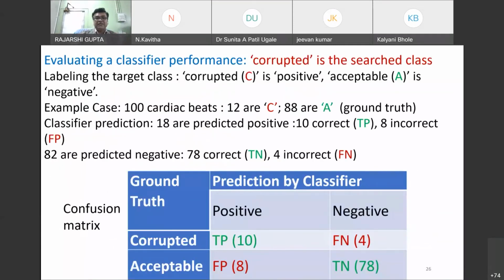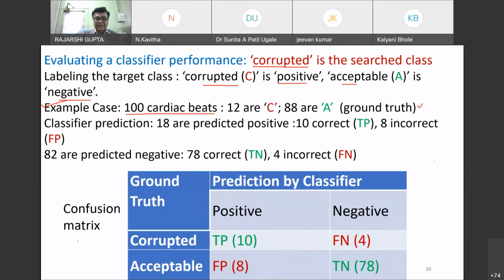Here I have given a very naive example of how we can evaluate the classification performance. If we only target the corrupted class, then corrupted will be taken as positive, and the acceptable class, meaning the class with good quality, will be taken as negative. Suppose we are considering 100 cardiac beats where 12 are corrupted and 88 are acceptable, that is the ground truth.